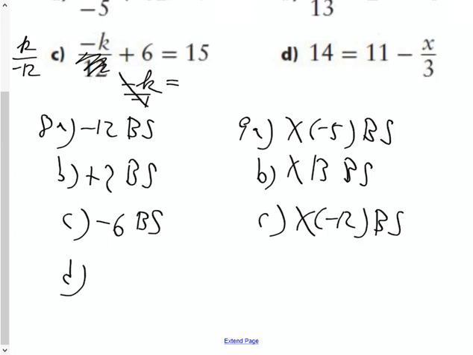And then D, first thing we would do: subtract 11 from both sides. And the second thing we would do is what?